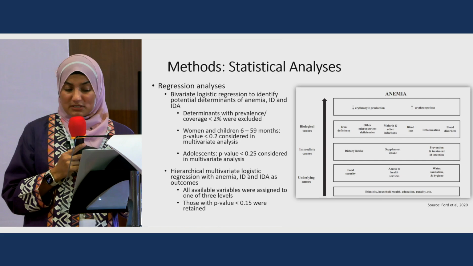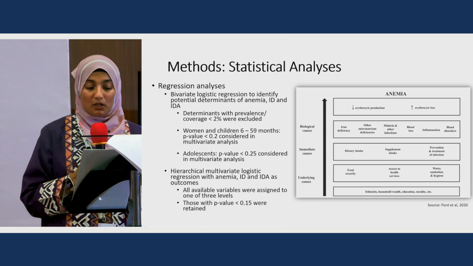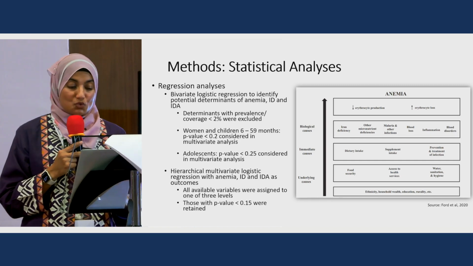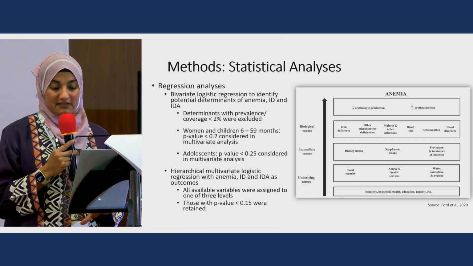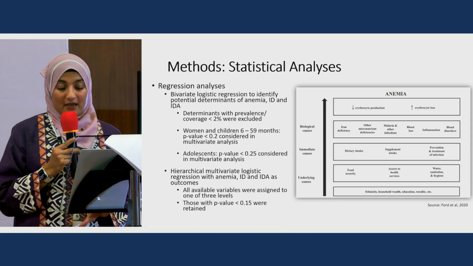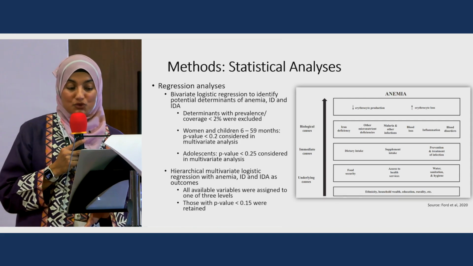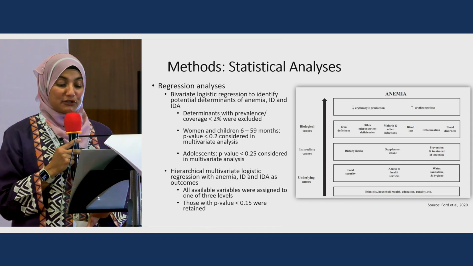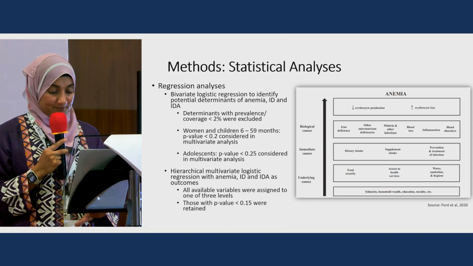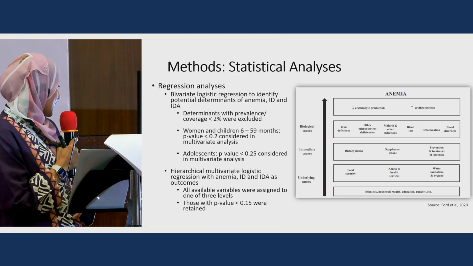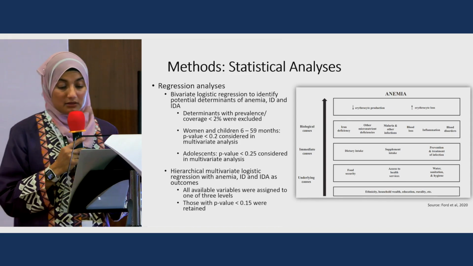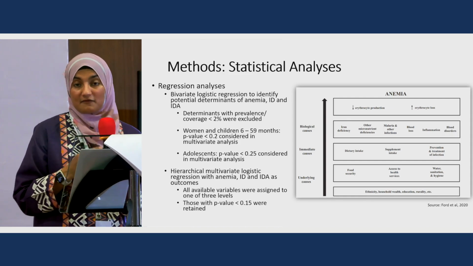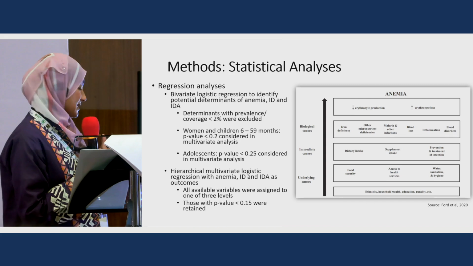We only looked at those variables which had a coverage or prevalence of at least 2%, and for a potential determinant to be considered in the hierarchical multivariate model, we used a p-value cutoff of less than 0.2 for the women and children, and a cutoff of less than 0.25 for the adolescents. To build the hierarchical multivariate model, we assigned all the variables being considered for analysis to one of the three levels shown on the right-hand side.